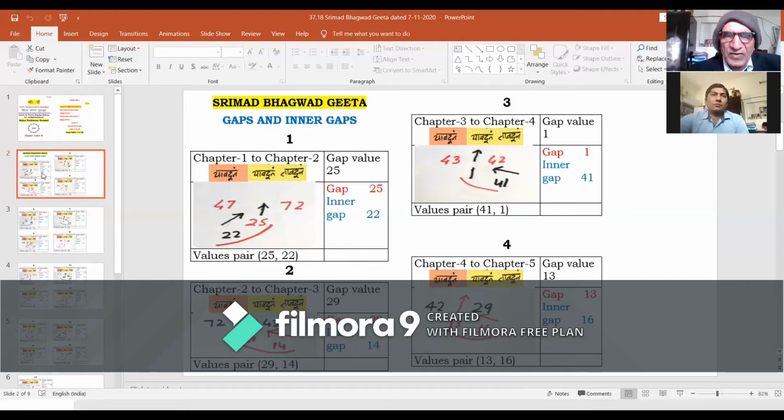Once we are face to face with this feature of Yavdunam, which takes us to the difference value of 47 and 72, and Yavdunam, Tavdunam, further equal deficiency 47 minus 25 is 22. Gap value is 25, inner gap value is 22. This is the values pair: 25 and 22, as values of gap and inner gaps in respect to chapter 1 and chapter 2 shloka ranges, is being reached there.